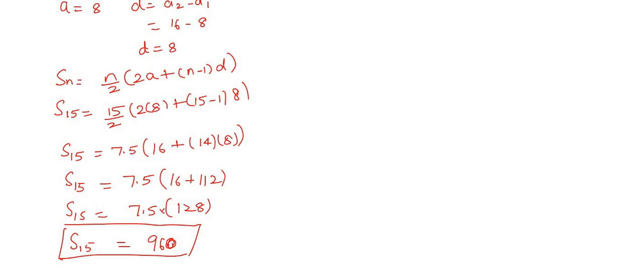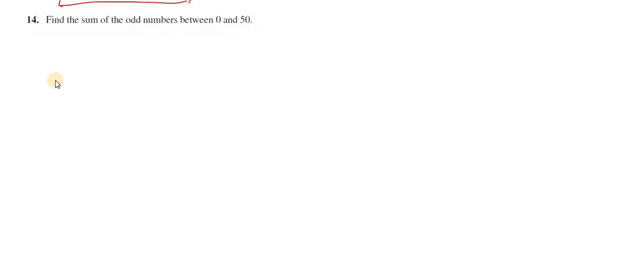Okay, next problem, the 14th one, and this is also an easy one. We need to find the sum of the odd numbers between 0 and 50. Do you know what is meant by odd numbers? Even numbers are numbers divisible by 2, and odd numbers, in the simplest way, are numbers not divisible by 2. For example, 1 is not divisible by 2, and 3 and 5 are not divisible. Every alternate number is not divisible.